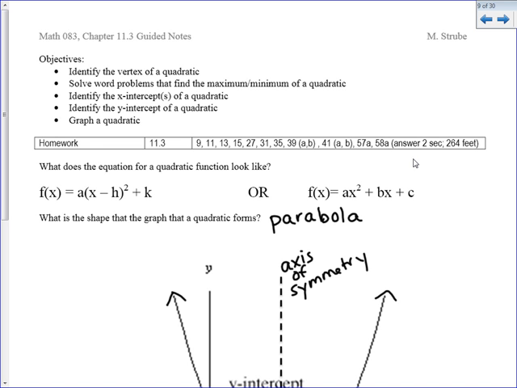So if there are no trouble areas in my domain, so I can't divide by 0, I don't have any radical I have to worry about, how does anyone remember, using interval notation, how we would show a domain that has no trouble areas, that covers all of the numbers?